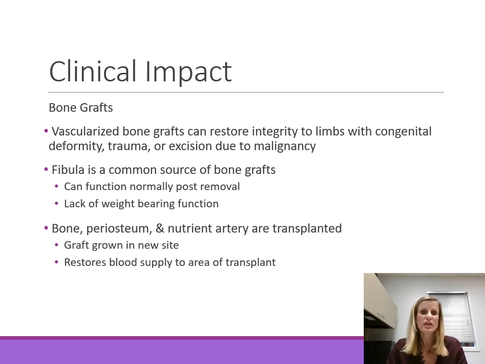The bone, as well as the periosteum and nutrient artery, are all excised or removed to be transplanted. And the reason for this is that this allows the grafted bone to grow in the new site. The inner layer of the periosteum, remember, contains stem cells, right? It's got osteoprogenitor cells and osteoblasts that will lay down new bone in order to grow the bone in the transplanted site. Also, the blood vessels that are present eventually will grow and develop in order to restore the blood supply to that area of transplant.